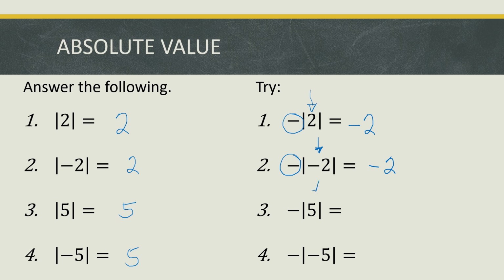Get first the absolute value of positive 5, which is 5. So we're going to get the opposite, which is the negative part of the positive 5, which is negative 5. And for number 4, get the absolute value of negative 5 first, which is positive 5, and we're going to get its opposite, which is the negative of 5. So the answer is negative 5.